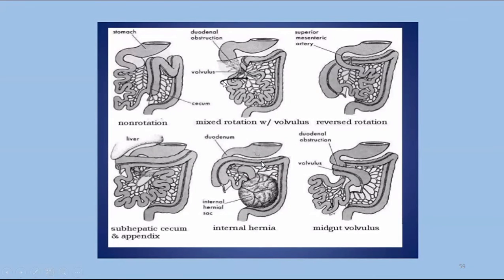Okay, these are some images of the different variations of malrotation. We have non-rotation, wherein the jejunum is seen on this side. We have mixed rotation with volvulus. We have midgut volvulus. You can see that the small intestine actually is looped around the large intestine. We have reverse rotation, and we have hernia or subhepatic cecum and appendix. We will study these images later.